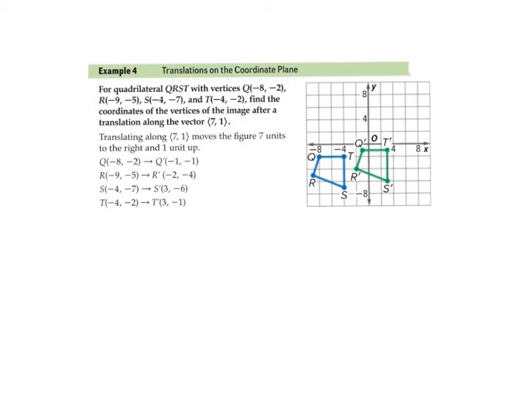This time you've got a quadrilateral, Q, R, S and T. Again, they've got the 4 coordinates. This time you're moving it by a vector of 7, 1. So all you've got to do is take your first coordinate. So Q will go to Q dash. So Q at negative 8, negative 2. If you add 7 to negative 8, you're going to get negative 1. And if you add 1 to negative 2, you're going to get negative 1. So do that for all the other 3 corners. Once you've got this part sorted out, then plot them.